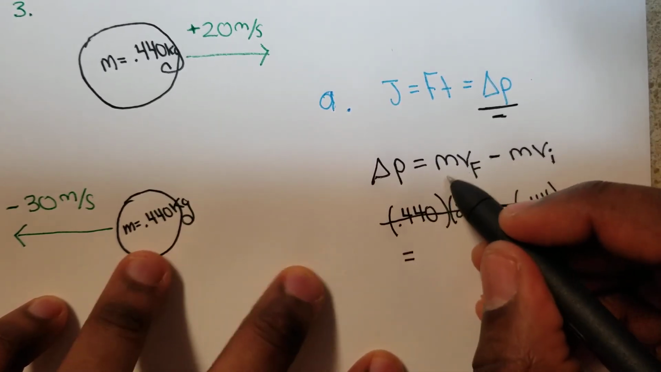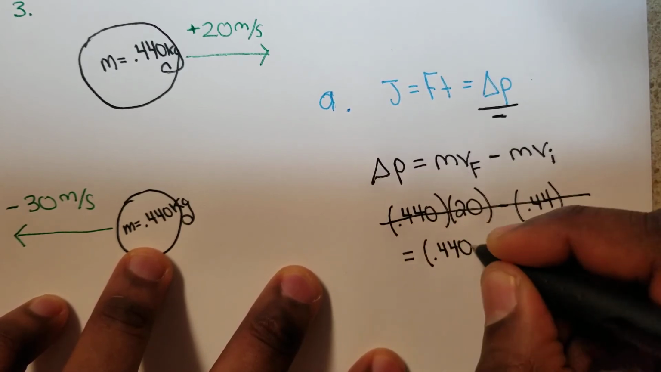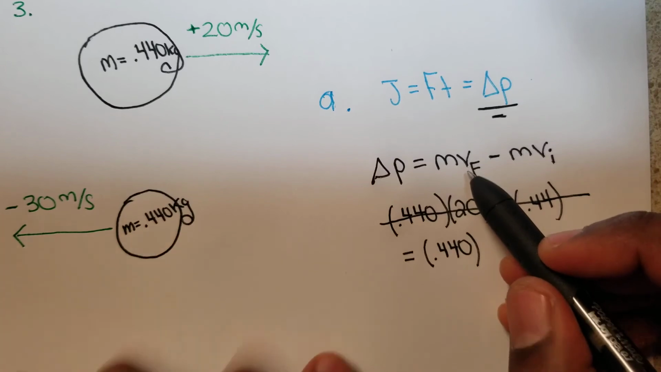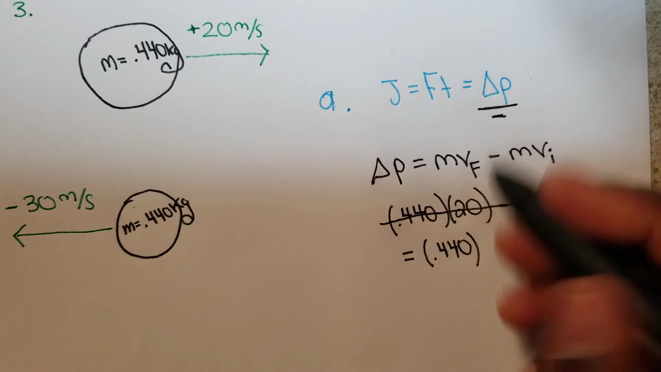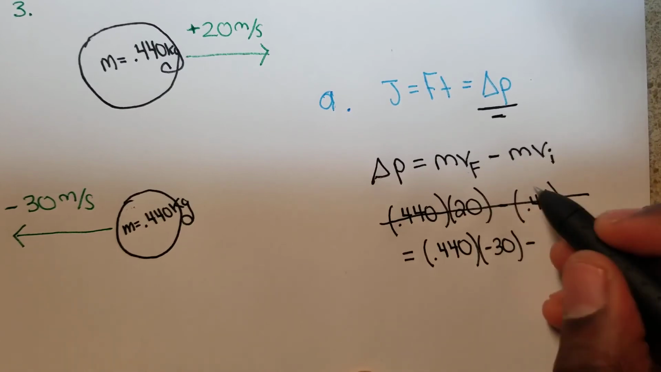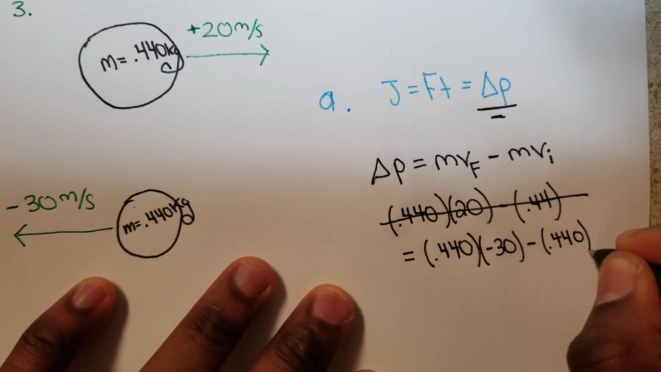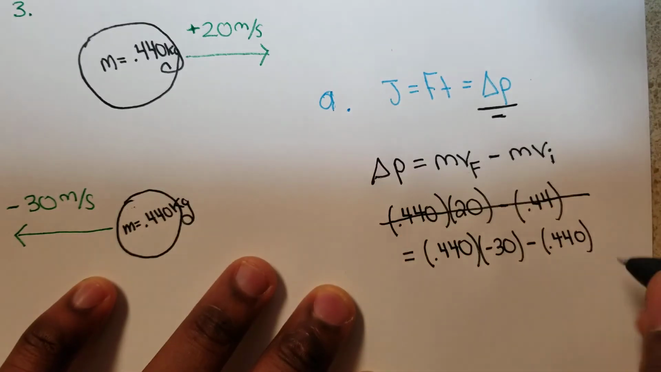So let's do that again. I have my mass. My final velocity is negative 30, minus my mass times my initial velocity, which is just 20 positive.